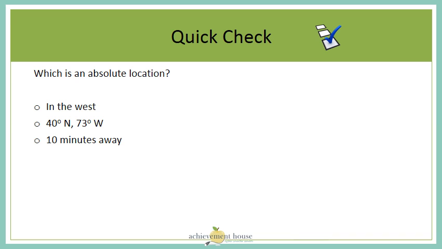Which is an absolute location? In the west, 40 degrees north, 73 degrees west, or 10 minutes away? If you said 40 degrees north, 73 degrees west, you'd be correct. That is the longitude and latitude of a location.